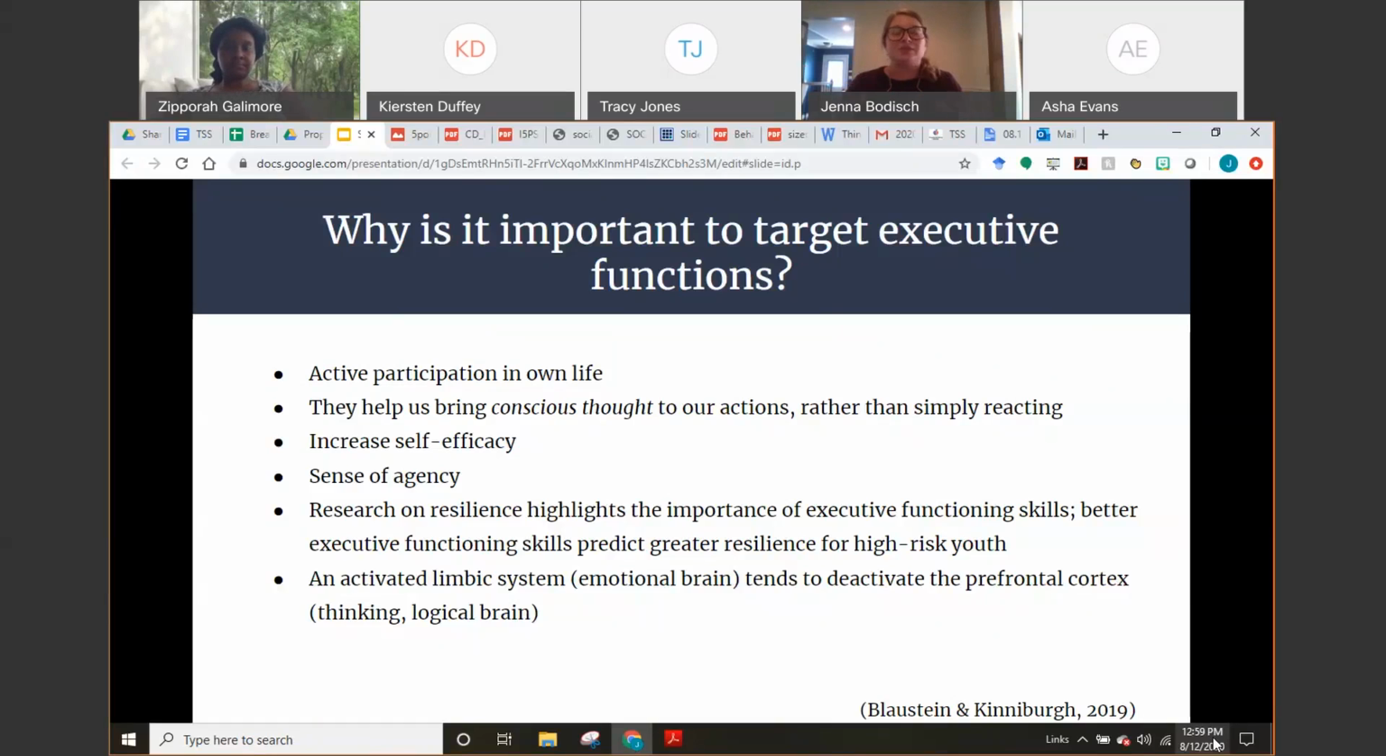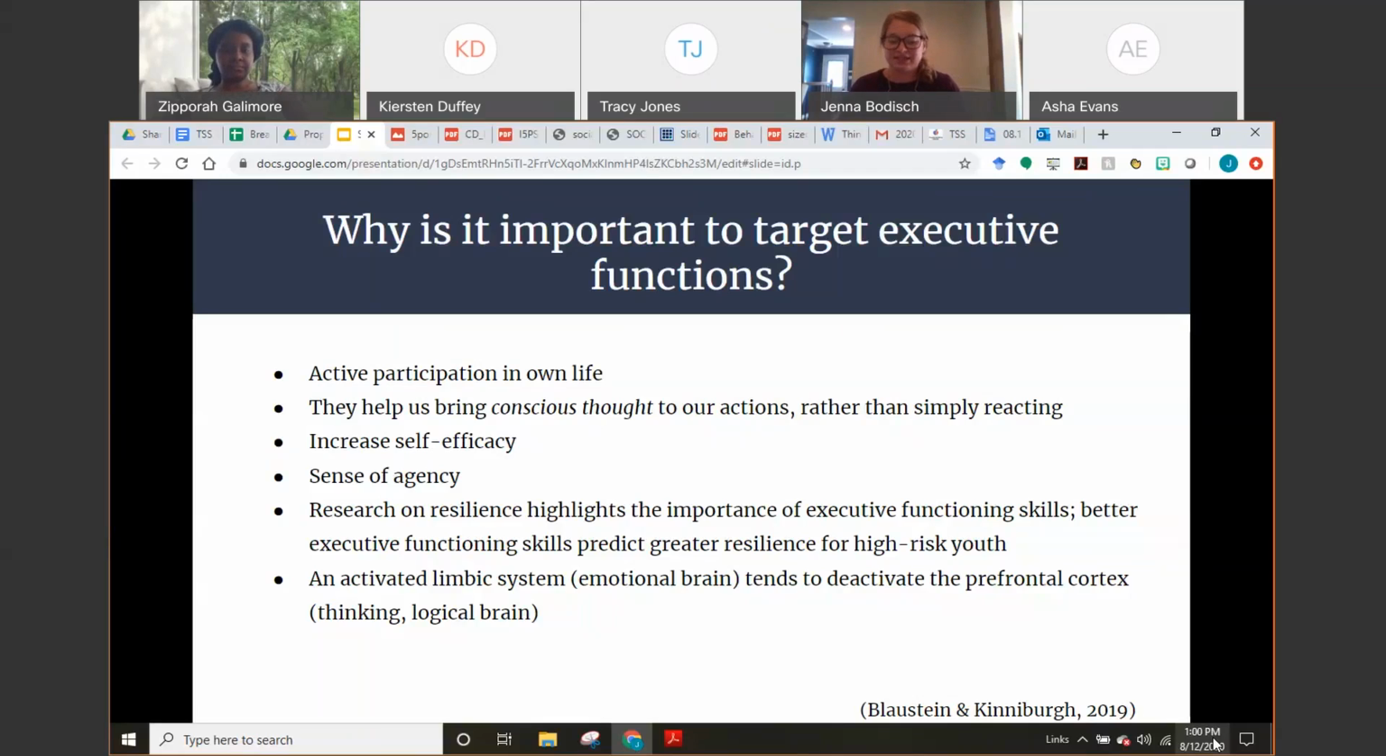So as we increase these executive functioning skills, we're allowing ourselves to have more active participation in our own life. They help us to bring more conscious thought to our actions rather than simply reacting. That basically means I can slow down and think about any consequences that might come from my behavior. And when I say consequences, I don't mean negative consequences; negative, positive, neutral, whatever. We can think about these things and make a choice rather than just simply reacting based on our survival brain. We increase our self-efficacy when we engage these executive functioning skills.